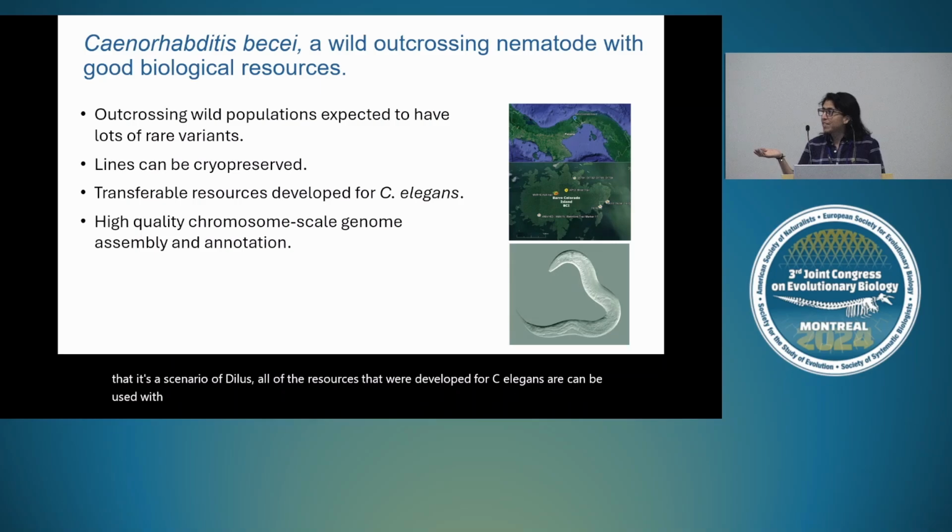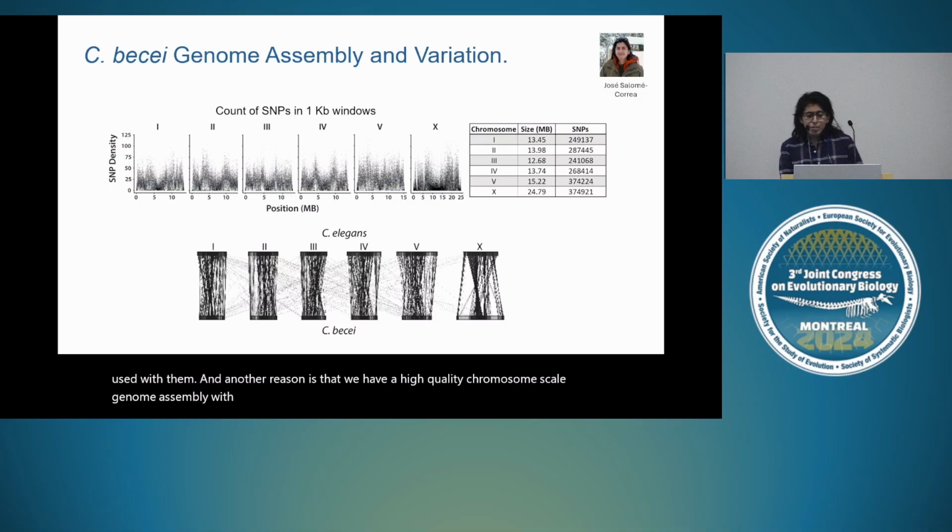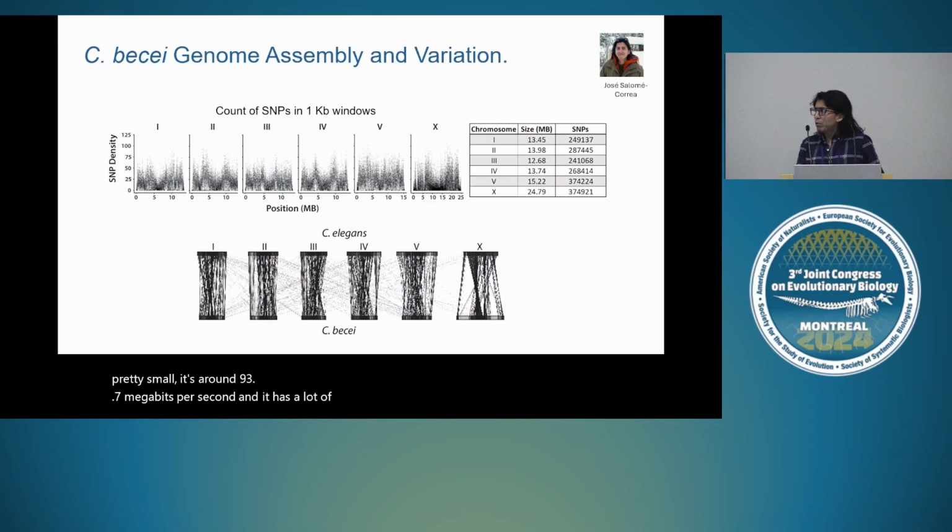And another reason is that we have a high-quality chromosome-scale genome assembly with annotations. And here's what the genome looks like. It's pretty small, around 93.7 megabases, and it has a lot of variation, around 1.5 million SNPs. And it has high synteny with C. elegans.